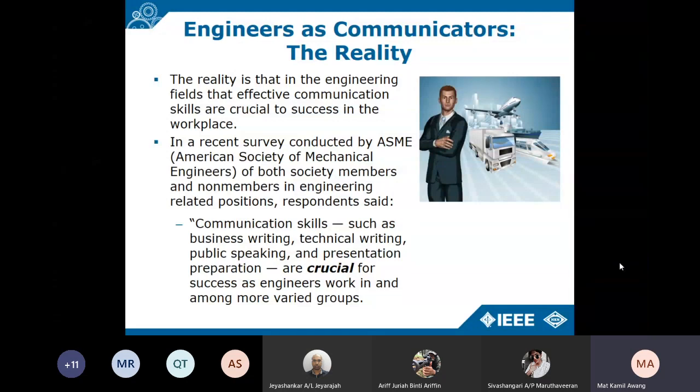Business writing is basically when you want to do a proposal to get the budget and whatnot. Technical writing is basically when you want to present your project or research outputs. And public speaking is really when you do presentation, when you talk in front of people. Presentation preparation is usually how you prepare your presentation before you go in front of the public to talk. So that is also important. Those are the four main things which are crucial for the engineers when it comes to communication skill.